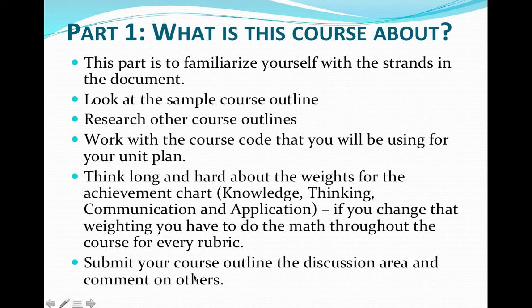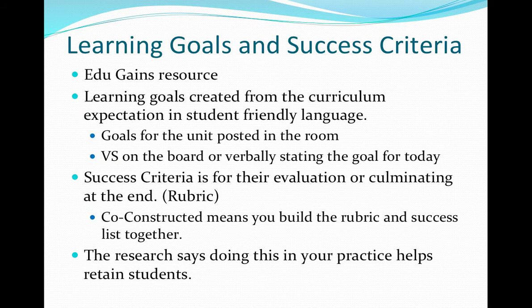Look at different course outlines, find them. If you Google search the course code that you have, you'll probably find some course outlines. Think hard that the course codes have changed a lot with the new curriculum document, so you might have to look up the old course code to find something to work from. But it's an interesting process to go through and decide what's going to be 70%, what's going to be 30% in that division.